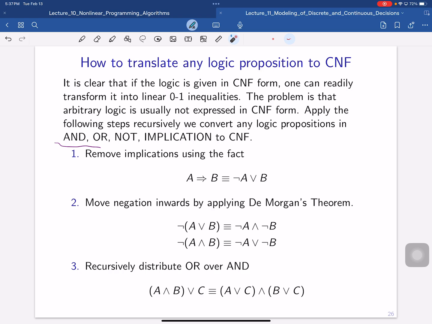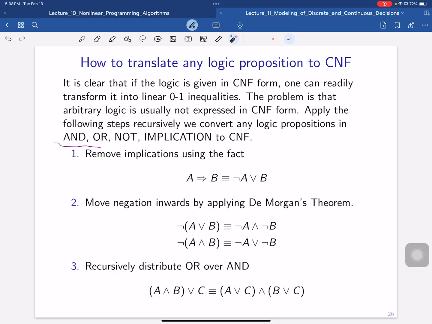And the second thing is that in the CNF, the negations are always associated with the logic variables. We don't have negations outside the parentheses. The negations are associated with those logic variables. So you can use De Morgan's theorem to move the negation inwards. Just apply this recursively, then we can get rid of the negations outside the parentheses.